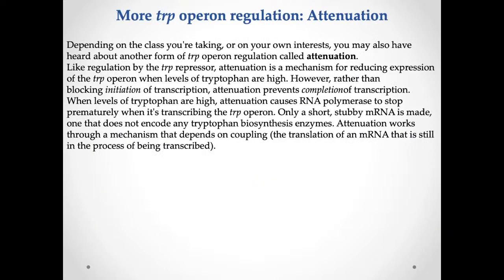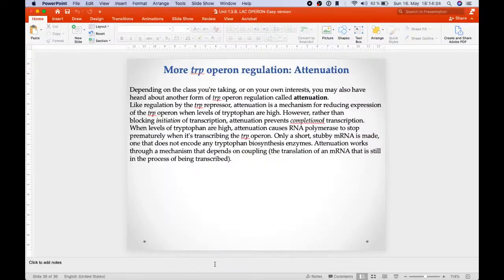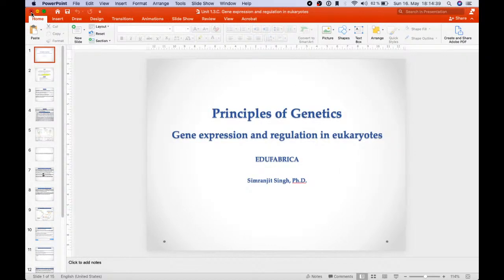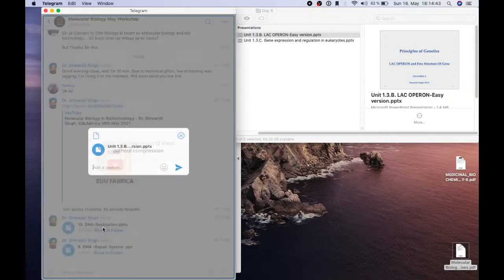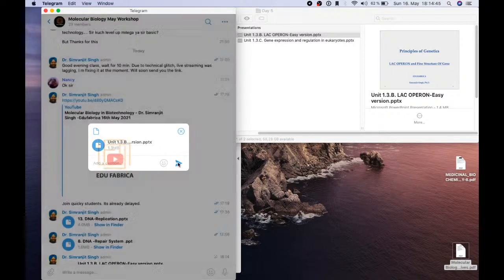So that's it. Nothing to think or discuss further in this topic. So I will share this trp and lac operon system with you, which was quite essential.